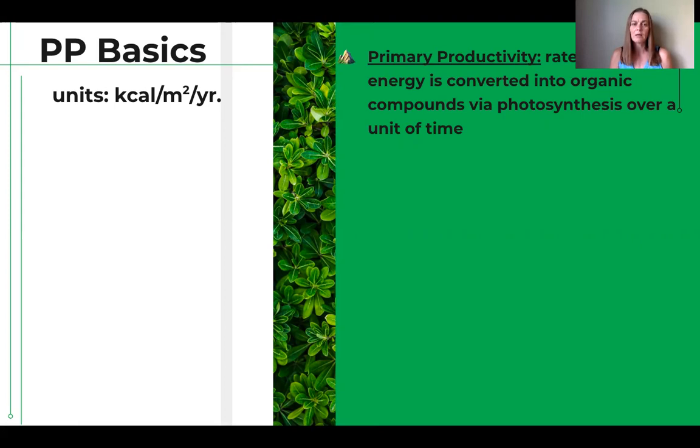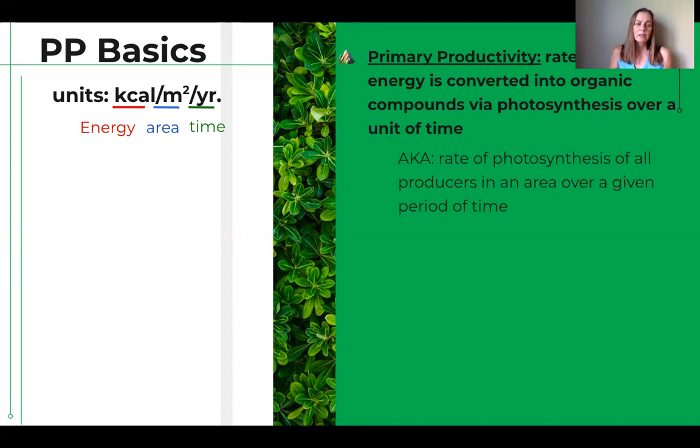You will also see it in units of grams or kilograms of carbon per square meter per year, because that's another way of measuring those amounts of organic compounds. So we have a lot of different ways of expressing it, but it's important to recognize that when we talk about productivity, we're always talking about it per unit area, per unit time. And so when we compare different ecosystems and different biomes and their productivity, it's important to recognize that we are talking about per unit area, per unit time. So our first unit addresses energy, our second unit addresses area, and our third unit addresses time.